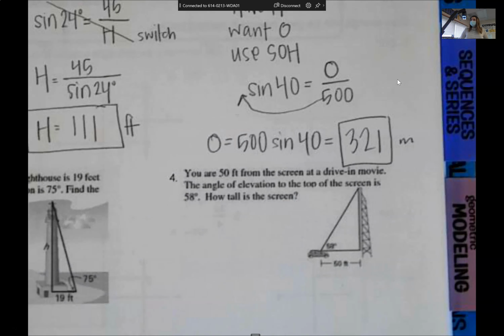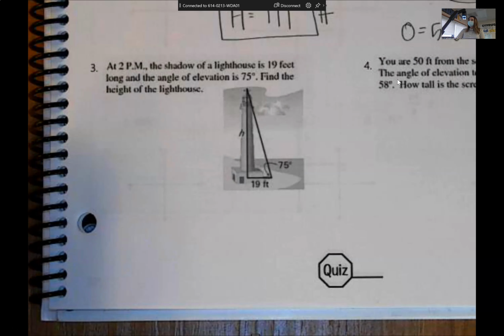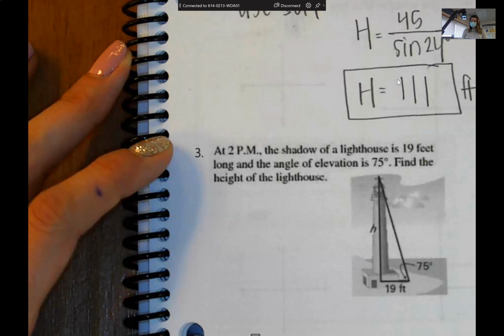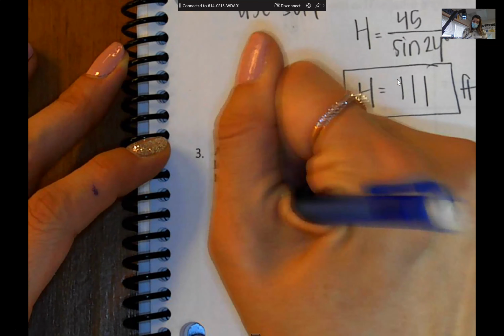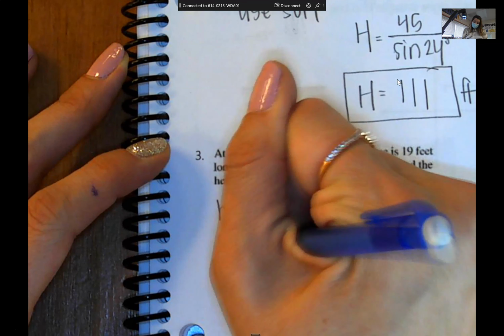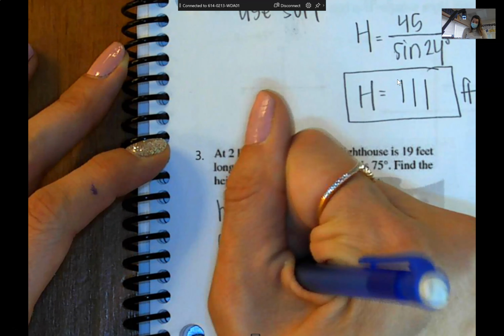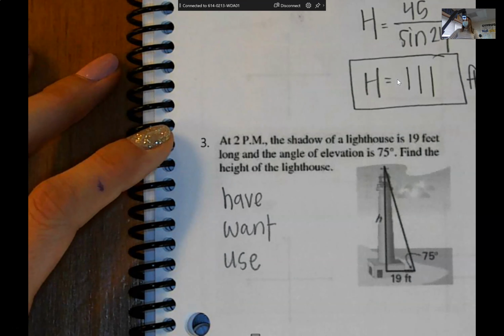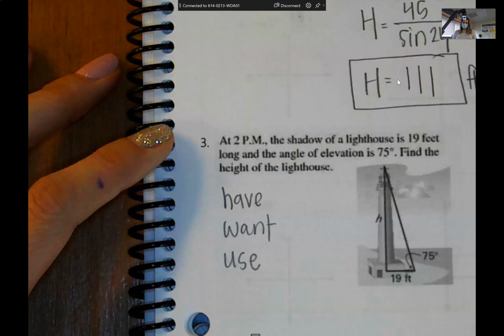So we start every single one of these problems by identifying what we have and what we want. So I want you to practice this one, just finding these things. We have, we want, so what should we use? And those will be the letters A, O, or H.